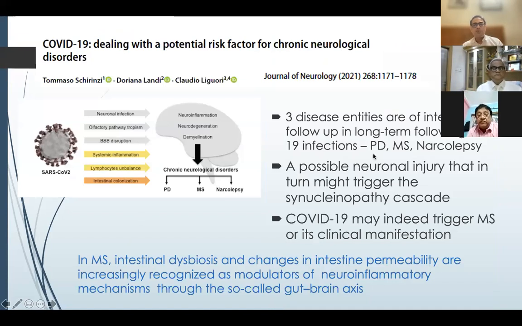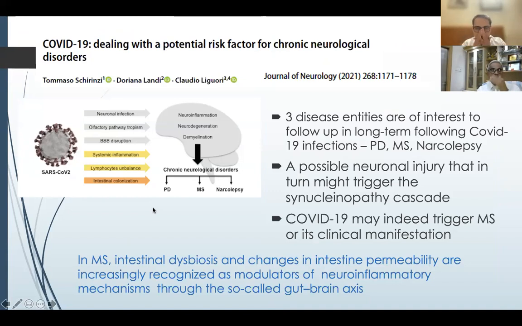So coming to the last part of my talk, that is long-term effects of COVID-19. These are the acute conditions we have been talking about. But three important disease entities are of interest to follow up in the long term following COVID infections: Parkinson's disease, multiple sclerosis, and narcolepsy. So a possible neuronal injury that in turn might trigger the synucleinopathy cascade.